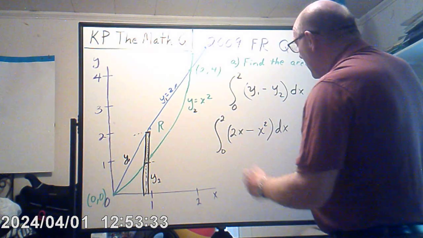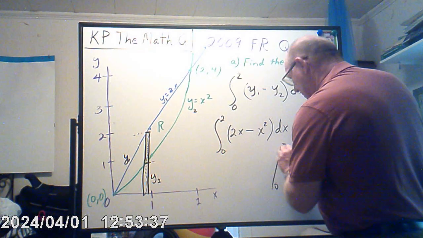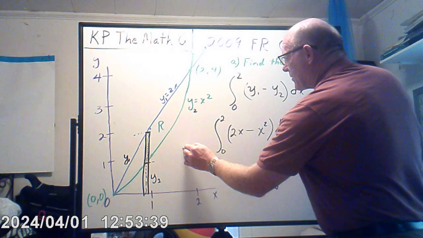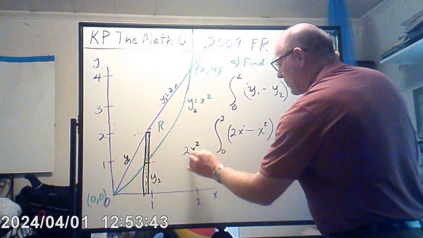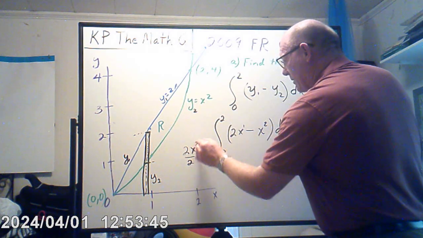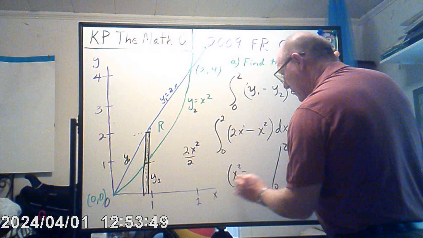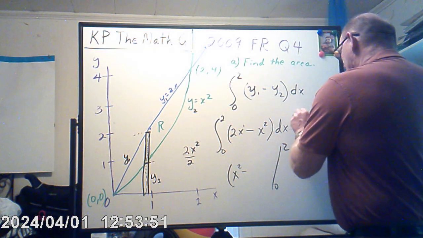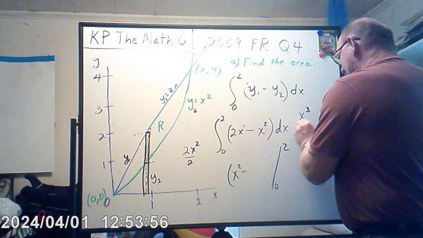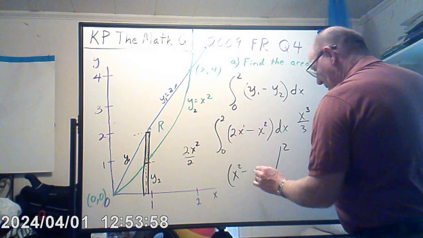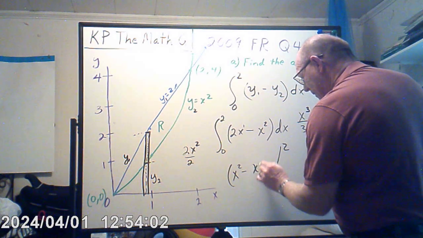I don't know if you have to do this by hand or whether you can do it by calculator. If you have to do it by hand, we know we're going from 0 to 2. Remember, this is 2x, where the exponent is 1. We raise it up 1 and divide by 2, so this is just x squared. Then for x squared, we add 1 to the exponent, so that's x cubed over 3.